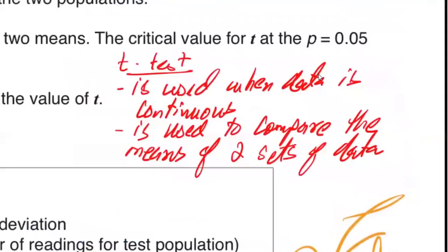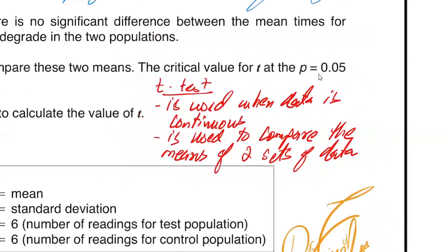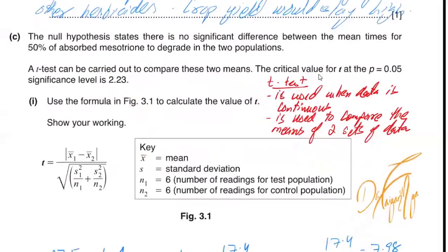When do we use a t-test? Basically, this again is a fact that you need to keep in mind. A t-test is used when data is continuous. Whenever the data is continuous, you will be able to calculate the mean, so yes, you will apply a t-test. It is used to compare the means of two sets of data and to see whether there is a significant difference in the mean or not. So we use a t-test for that.